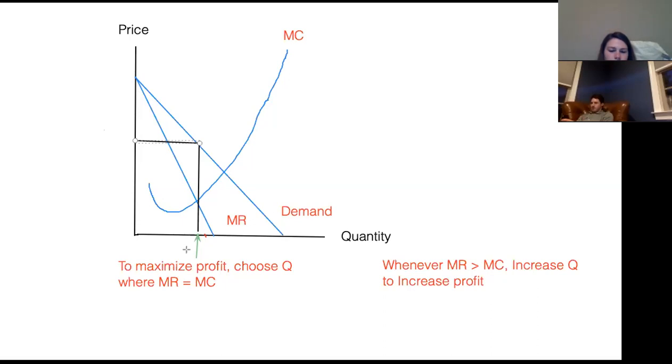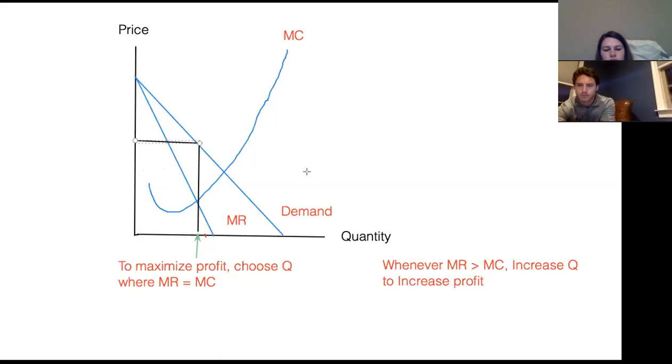So let me just summarize what we said here. You determine the quantity by finding where MR equals MC, and then once you have that quantity, you go up to the demand curve and read the price off right here. So quantity and price are the two most important things that the firm needs to decide in the short run. And the combination of quantity and price, as we have it drawn here now, is what we call short run equilibrium for the firm.